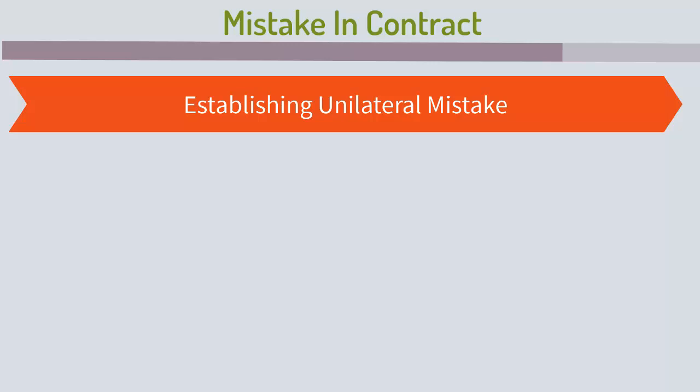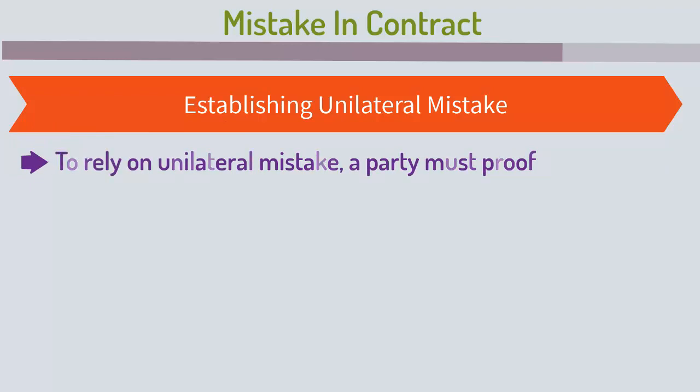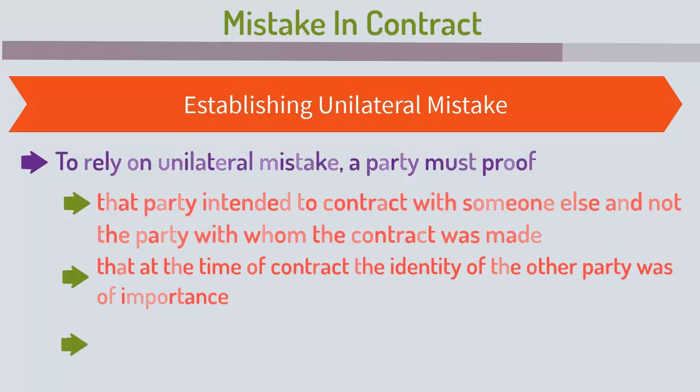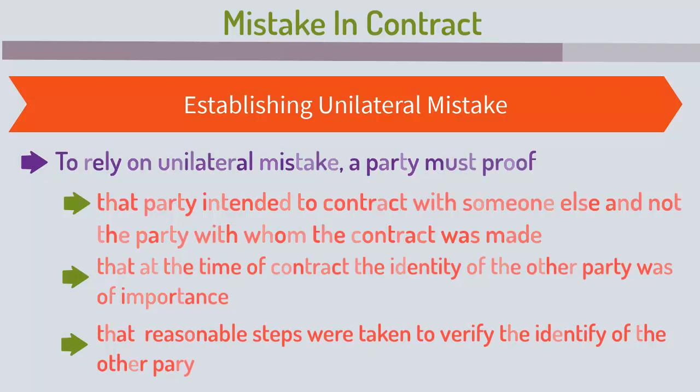What then are the guidelines for determining whether mistake as to identity can be established? Thankfully, Cheshire, Fifoot and Furmston had provided the answer in their book Law of Contract, 13th edition, that the party pleading the mistake must prove: 1. He intended to deal with some person other than the person with whom he has apparently made the contract, and the latter was aware of his intention. 2. That at the time of entering into the contract, he regarded the identity of the other contracting party as a matter of crucial importance. 3. That he took reasonable steps to verify the identity of that party.